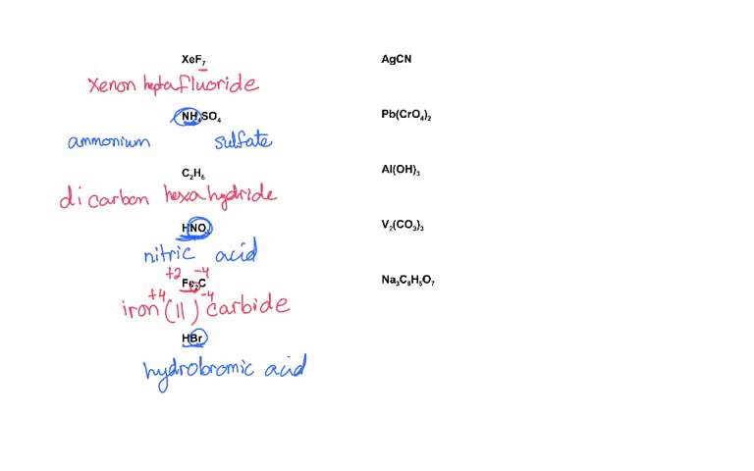Next one is AgCN. So first one is silver. CN is cyanide. It's a polyatomic ion. This is ionic, but you don't need parentheses if it's aluminum, zinc, or silver, or group 1 or group 2. This is silver, so that's just this, silver cyanide.